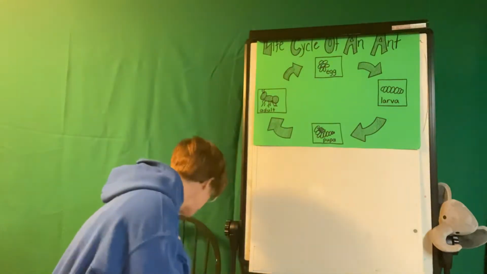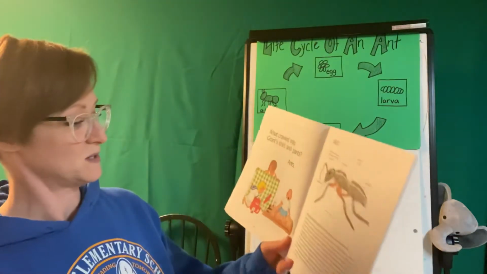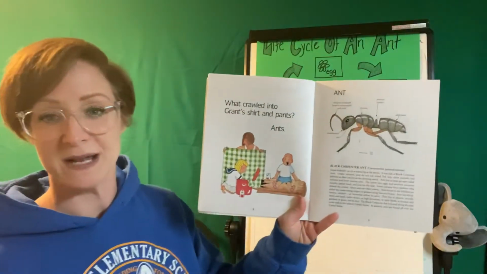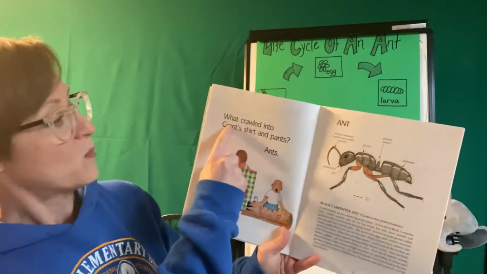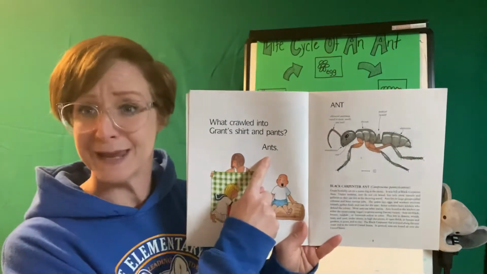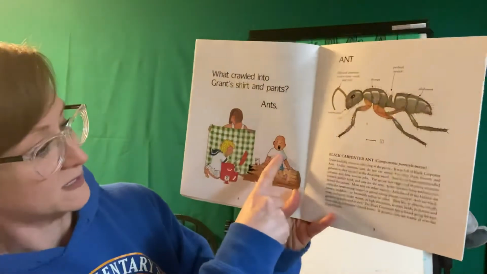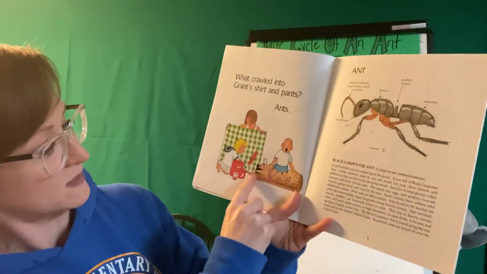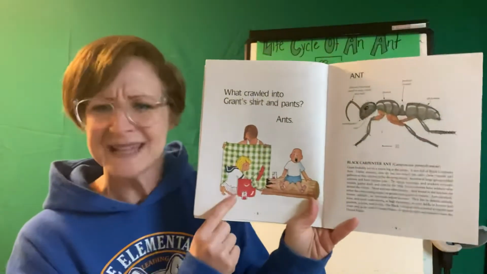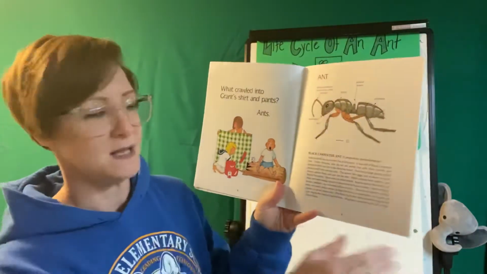All right, so I don't have a book about just ants, but I do have this cute little fun story that I'd like to read to you here. And it tells us a little bit about ants in kind of a silly way. What crawled into Grant's shirt and pants? Ants. So here he is, he's sitting on a log and he's screaming something bad happened, and you can see all these little ants and they're at a picnic. Ants seem to show up a lot when you have food around. So that's why they say ants come to the picnic.